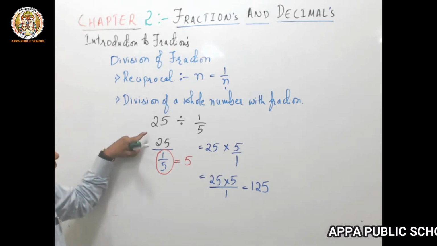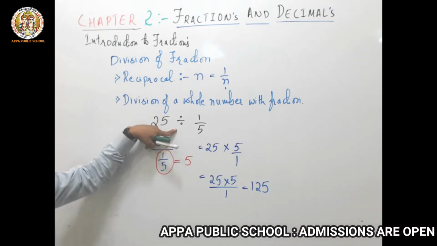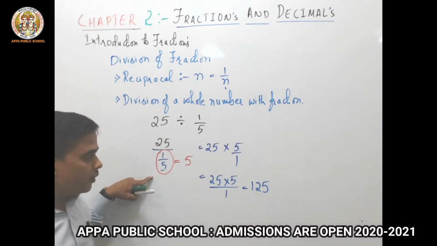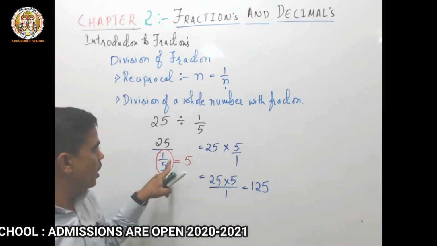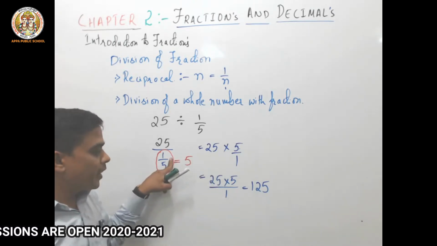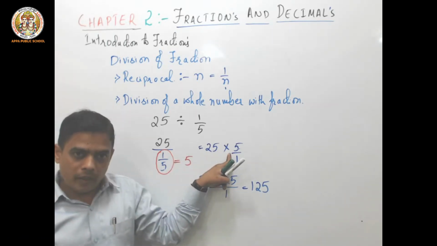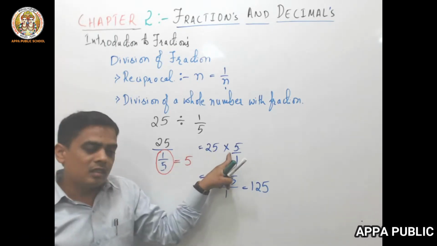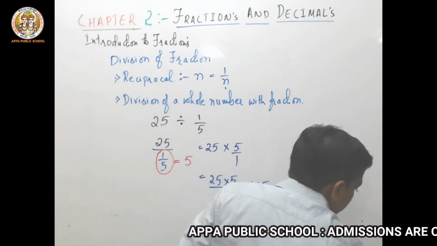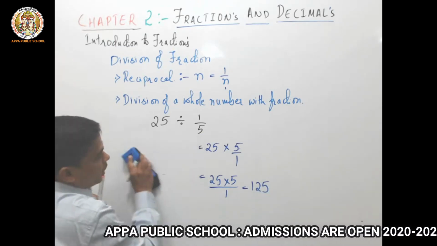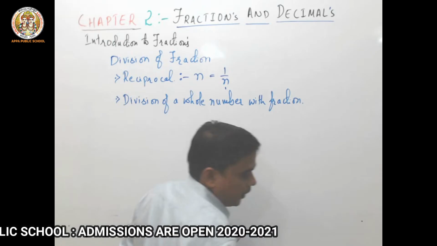Okay. So here you have a whole number divided by the fraction. What will you write? Write this whole number as it is, 25, multiplied by 1 by 5's reciprocal. Convert this division to multiplication, write 1 by 5 as 5 by 1, the reciprocal of 1 by 5. Next, here the first number I will take as a fraction number.